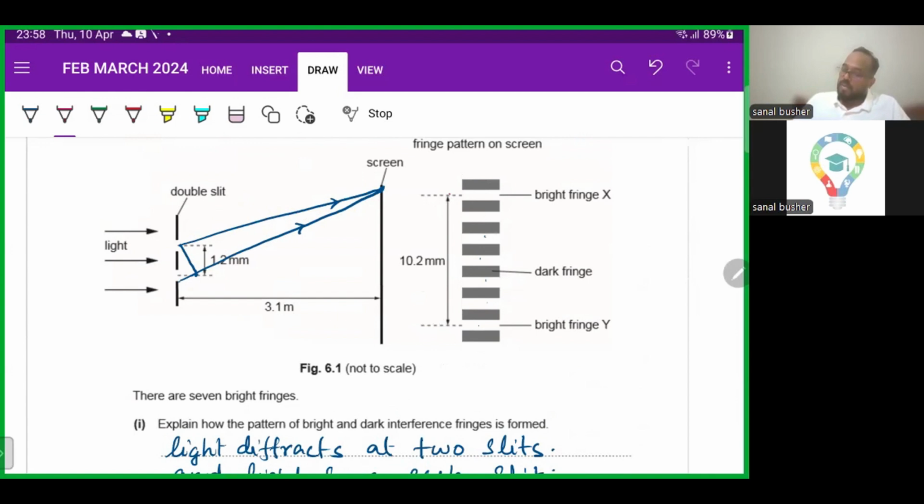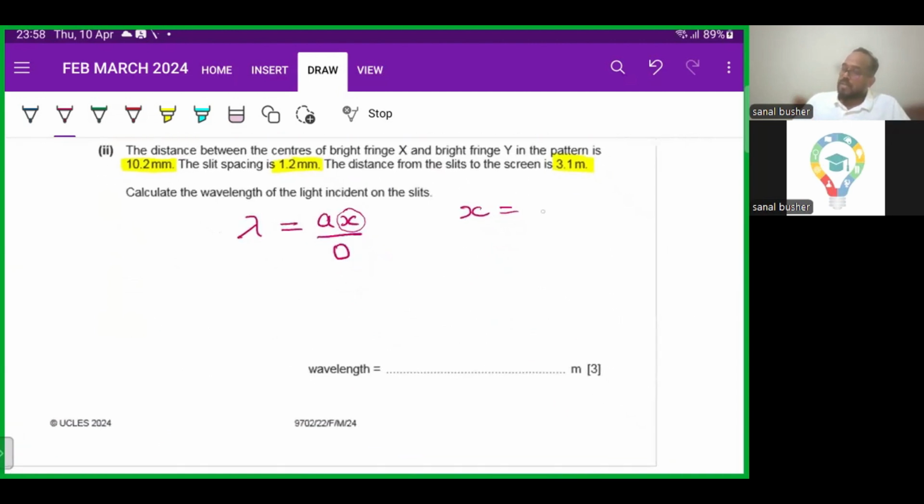So you can count 1, 2, 3, 4, 5. 5 bright fringes are there. But here you look at that, they have taken the center part, okay? That means here half is there. Here also one half is there. So total how much? 5 plus half plus half, total 6 fringes are there. So that 10.2 mm is equal to 6 times X, correct? So 6 multiplied by X is given as the distance, 10.2 into 10 to the power minus 3, okay? This is in mm. You can find out this X. X is equal to 10.2 into 10 to the power minus 3 divided by 6. Got it? So X value you got.